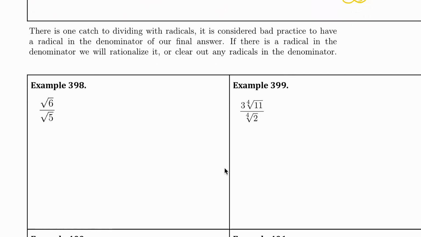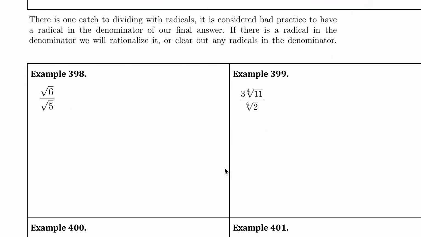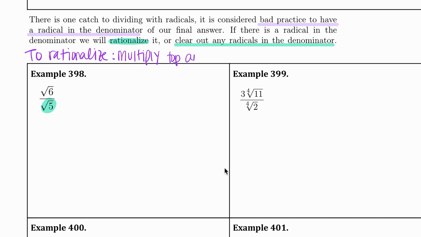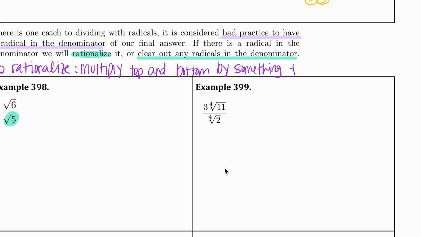Okay, but one kicker about working with dividing radicals is it's considered bad practice to have a radical left in the denominator. So anytime we see a radical in the denominator, we're going to do what's called rationalize it, which basically means we're going to get rid of it. We're going to clear it out of the denominator. And to do that, let's put some notes here: to rationalize, we're going to multiply the top and bottom by something to clear the radical.